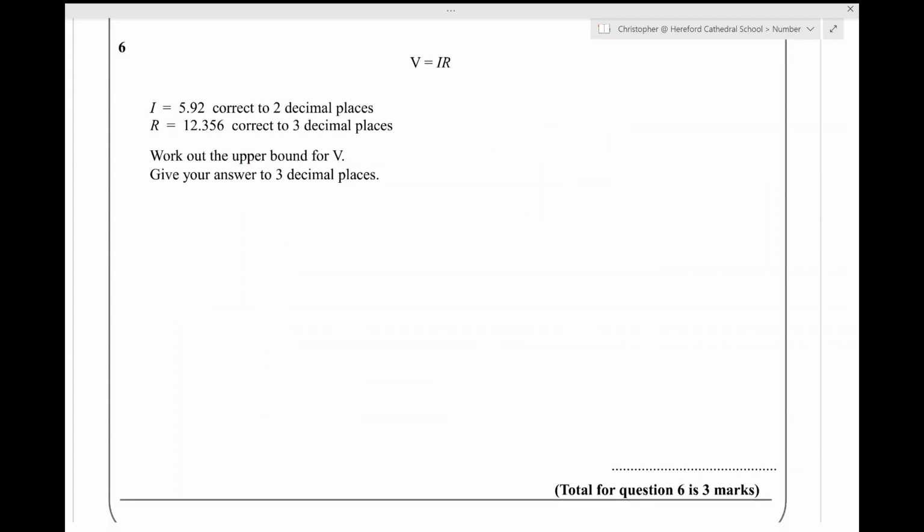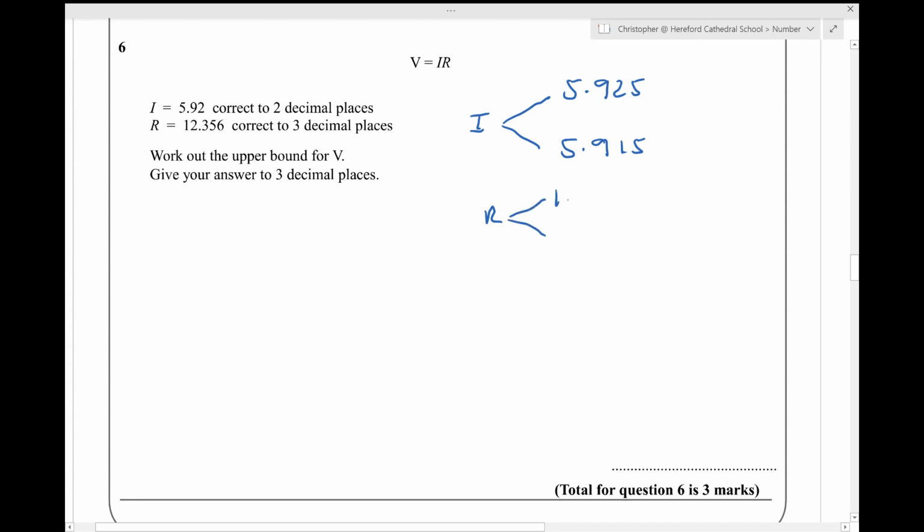Question 6. Okay, so I'm given a formula for v here, and v is a function of l and r. Now l is given here correct to 2 decimal places. So if it's 5.92 to 2 decimal places, the upper bound is 5.925 and the lower bound 5.915. And r is given to me correct to 3 decimal places. So it's 12.356, so it'd be 12.3565 and 12.355.